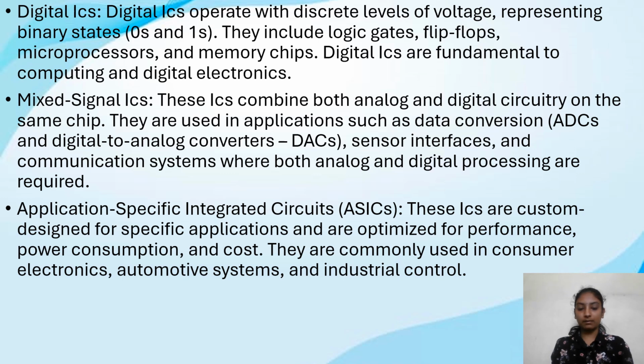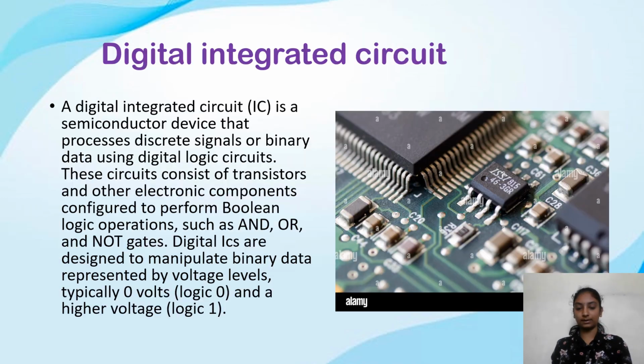Application specific integrated circuits. These ICs are custom designed for specific applications and are optimized for performance, power consumption, and cost. They are commonly used in consumer electronics, automotive systems, and industrial control. Digital integrated circuit. A digital integrated circuit is a semiconductor device that processes discrete signals or binary data using digital logic circuits. This circuit consists of transistors and other electronic components configured to perform Boolean logical operations such as NAND, OR, and NOT gates. Digital ICs are designed to manipulate binary data represented by the voltage, typically 0 volts and a higher voltage for logic 1.